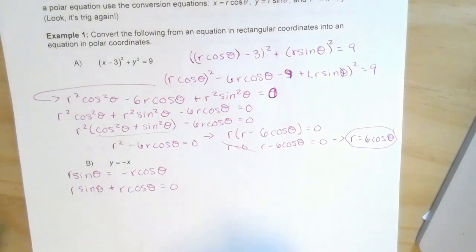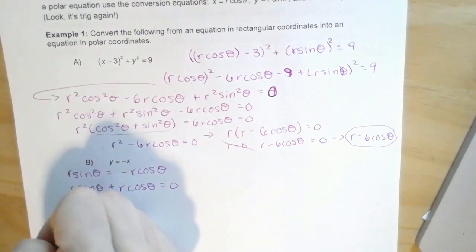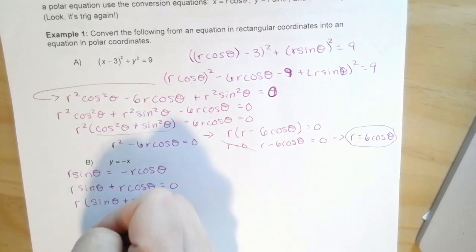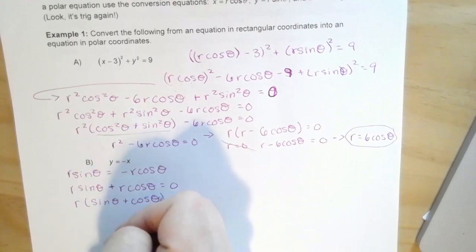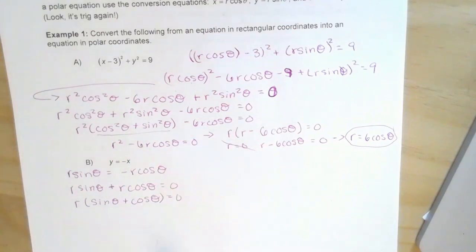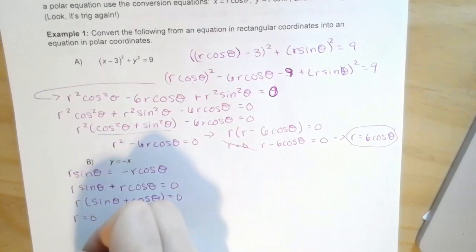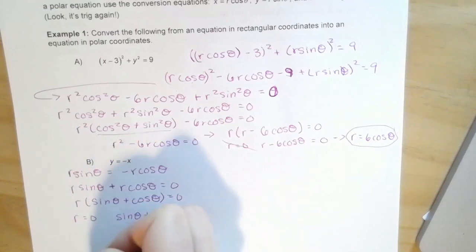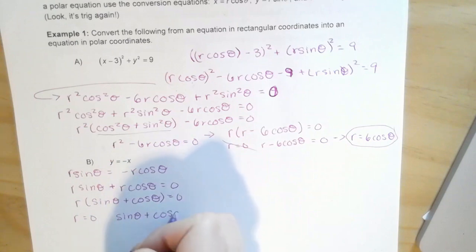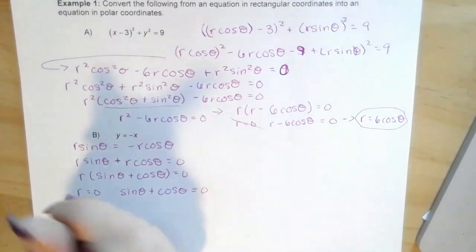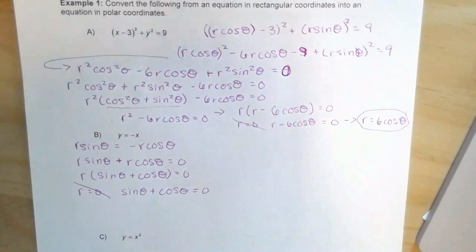What do they have in common? Well, they have an r, so let's factor that: r times sine theta plus cosine theta equals 0. Now let's split this up. So that means r can equal 0, or sine theta plus cosine theta equals 0. Well, we just went over this in the other question, that r equals 0 is a point, not an equation. So we need to disregard that. So what can we do here? Because now I no longer see an r.